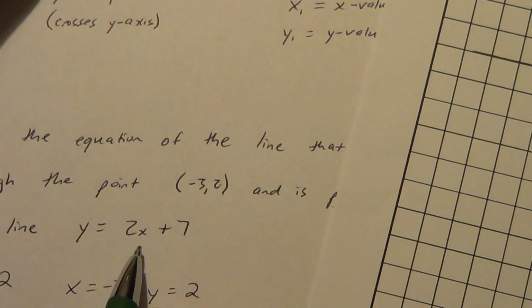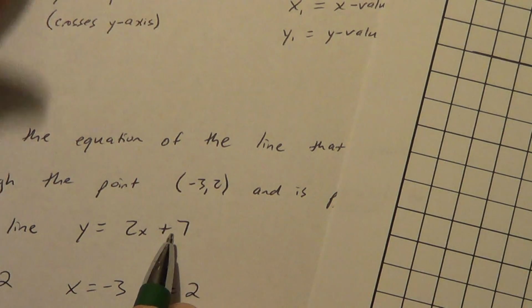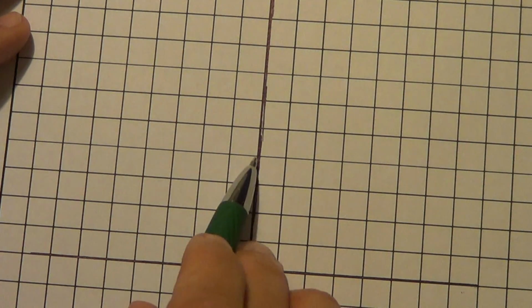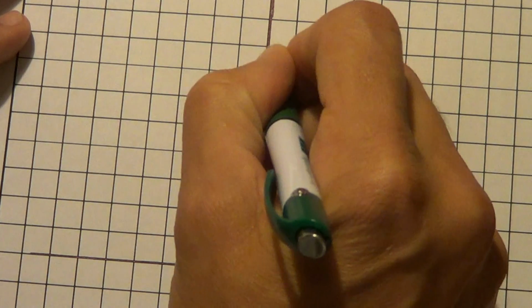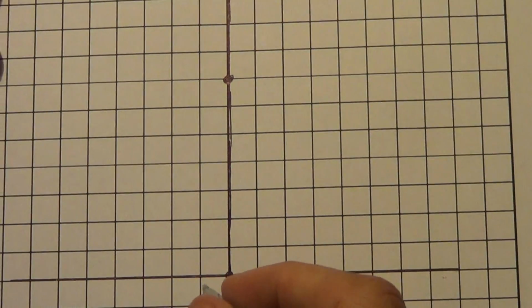All right. So how do we graph y equals 2x plus 7, our starting one? Remember, y equals 2x plus 7, that was the one we wanted to be parallel to. We start with the y-intercept, right? So we're going to go up to the positive 7. 1, 2, 3, 4, 5, 6, 7. Okay, I'm going to put a dot right there. And my slope is 2. It was a positive 2.